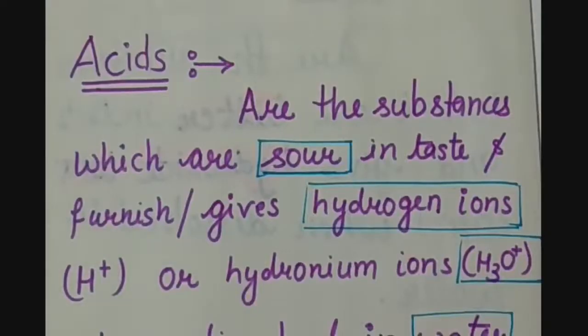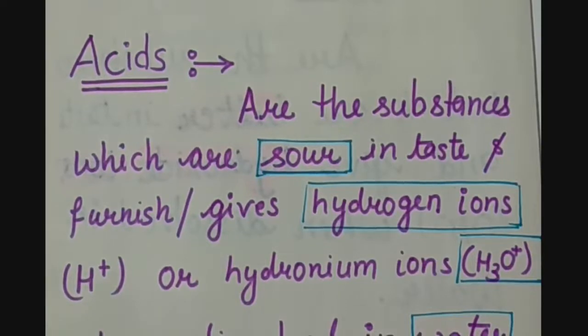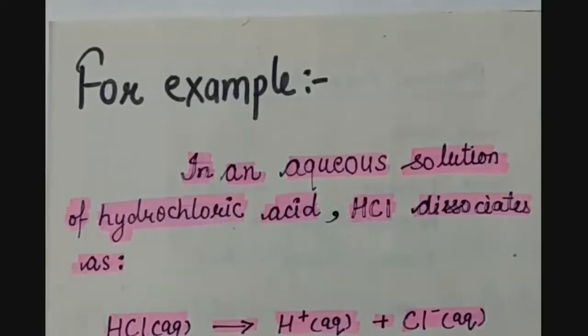So let us see what these acids are. Why does the lemon have a sour taste? Because it contains acid. What is an acid? Acids are the substances which are sour in taste and furnish hydrogen ion as the only positive charge when they are dissolved in water, or they can furnish H plus ions or hydronium ions. Let us see how H plus and hydronium ions are formed. For example, we will take the example of hydrochloric acid, HCl.